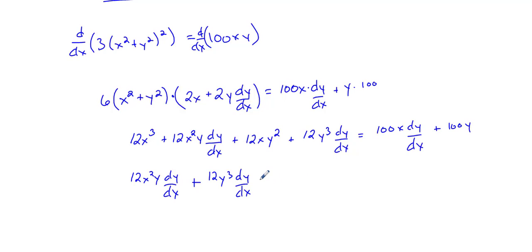Let's bring the other one over. Minus 100x dy dx equals, okay, 100y stays on this side. We got to bring the 12x cubed over, so negative 12x cubed. And then negative 12xy squared. Okay, are we good so far on that? Collect the terms of dy dx on one side. Everything else goes the other side. It's just more convenient writing things left and right.